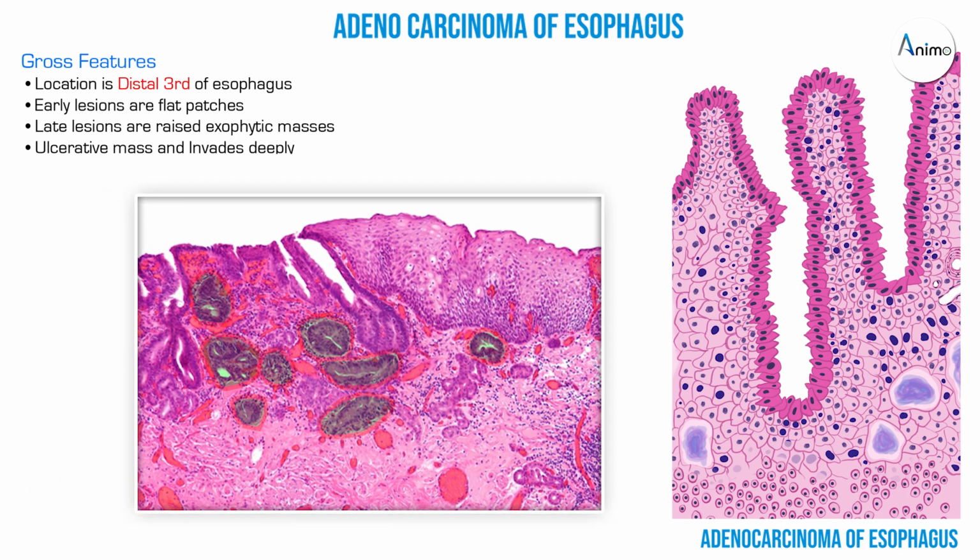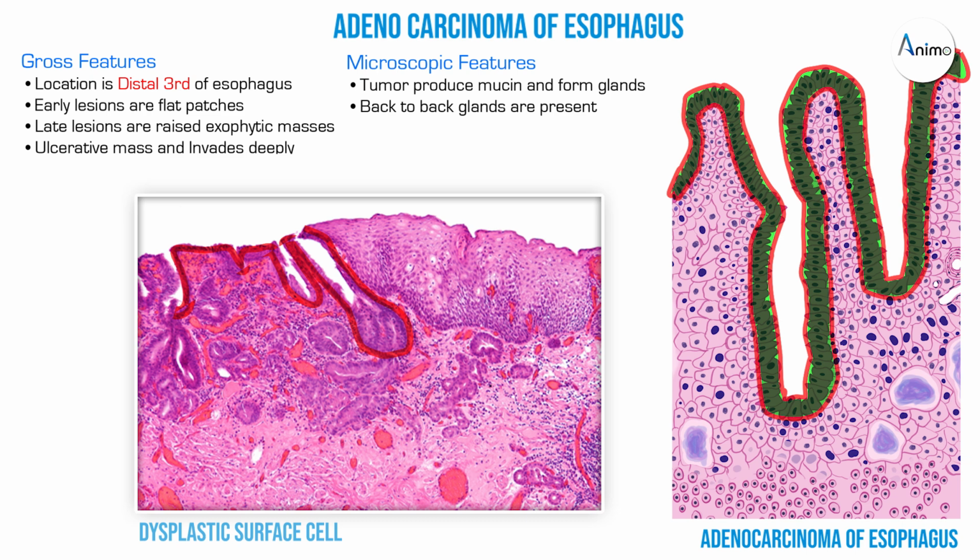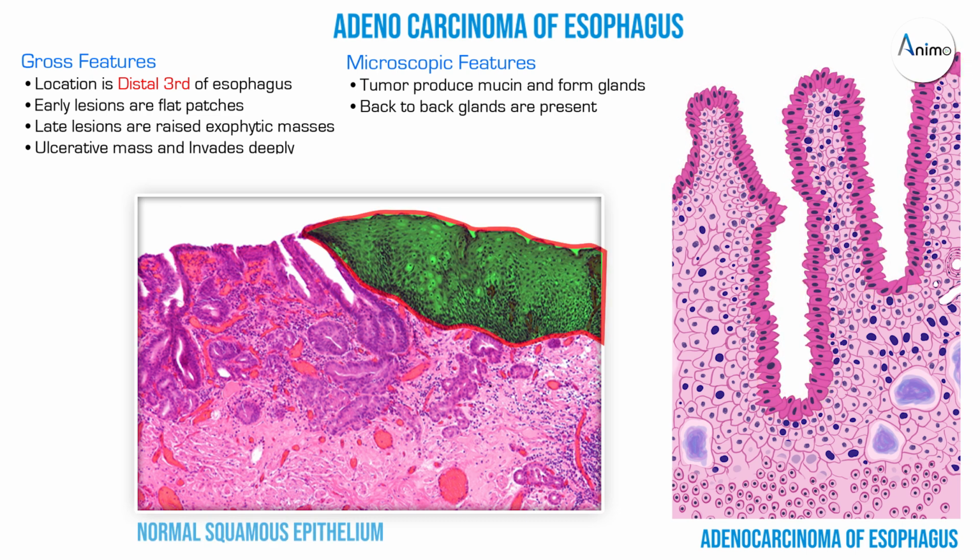So these are the back-to-back glands in this adenocarcinoma, and look at this. This is the surface dysplastic cells and a lot of mucin production, which is acting as a covering on the surface of these dysplastic cells. So this was the second important morphology we have discussed now.